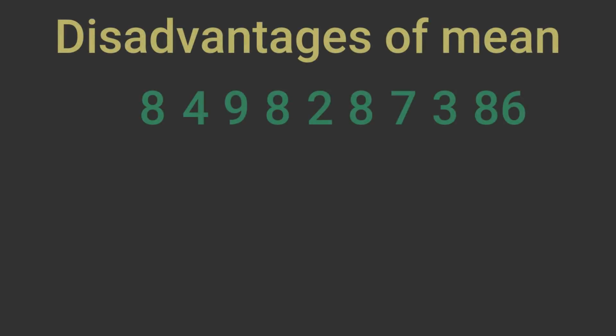Another disadvantage with the mean is that extreme values can distort the result. For example, this set of data has one very large value. The sum of these values is 135. This one value pushes the average up to 15. The value 15 isn't a good representation of most of the data. The median would give a better result.